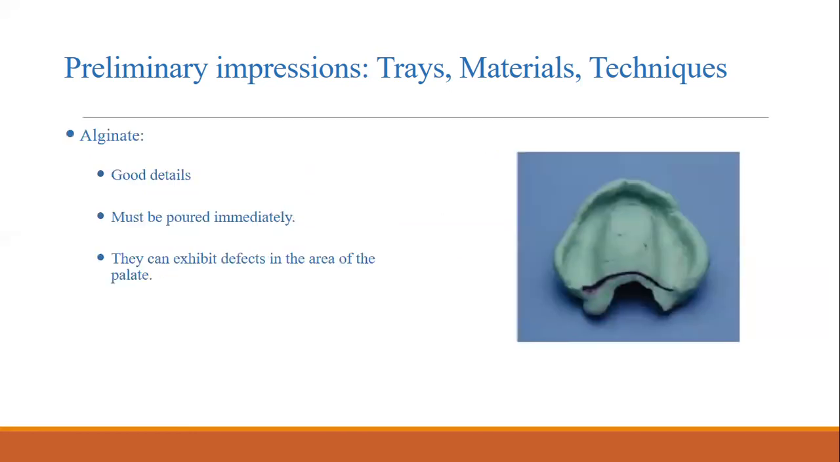رح نحكي عنهم بالتفصيل. الالجينيت تعطيني good details, must be poured immediately. شو يعني poured immediately؟ يعني لازم تنصب الطبعة أو القياس immediately as soon as possible. ليه؟ لأنها خصائص المادة هاي إنها بتفقد الماء أو إنها بتكسب الماء إذا في ماء حواليها. فهي dimensionally not stable. That's why we have to pour it immediately. They can exhibit defects in the areas of the palate. Okay? فبهاي الحالة بدنا ننتبه.